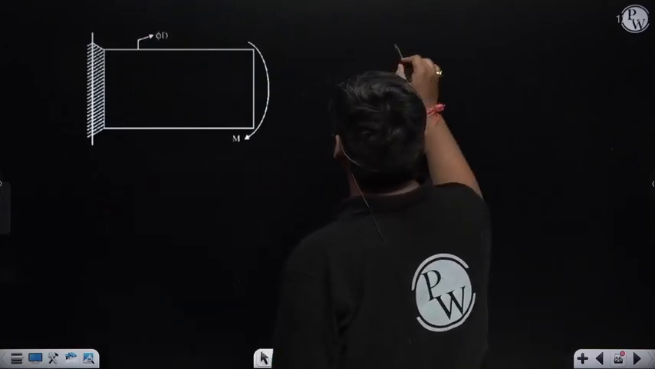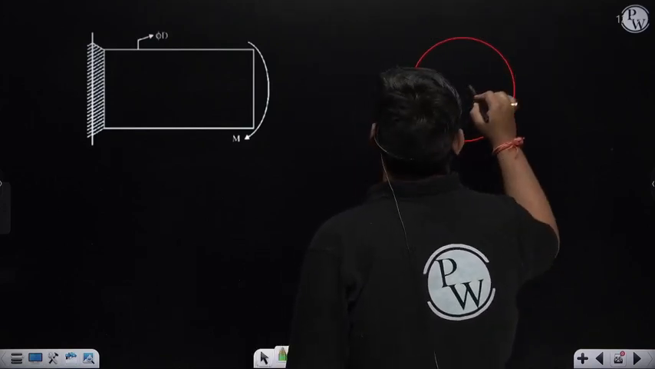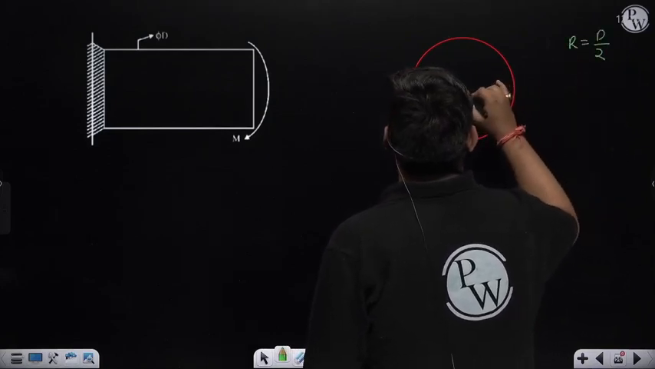Now if we make the side view of this circumferential weld, it will be like this. Its inner diameter is d, so the inner radius will be r, which is d by 2, and this will be the inner radius r.